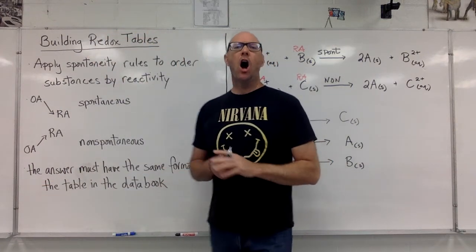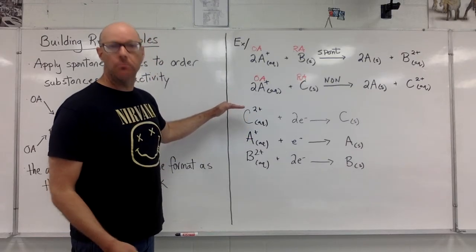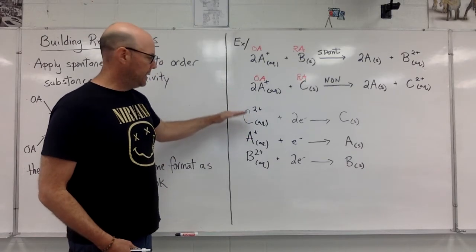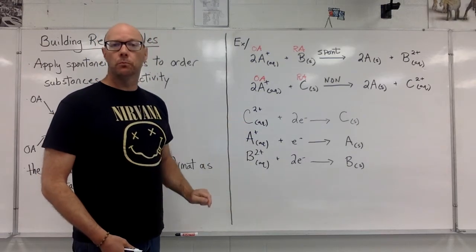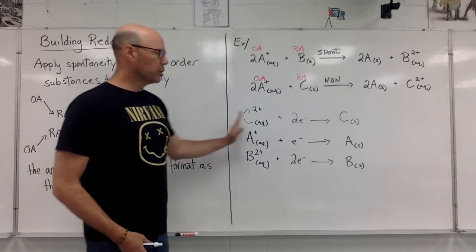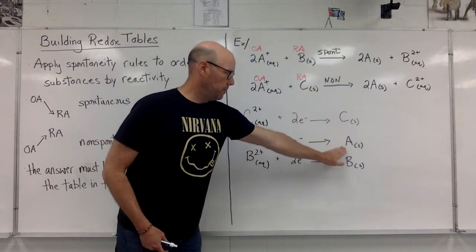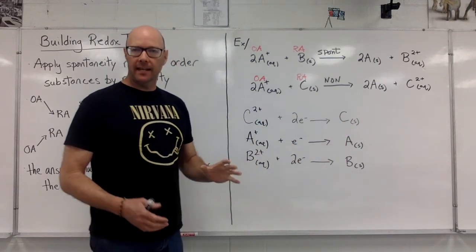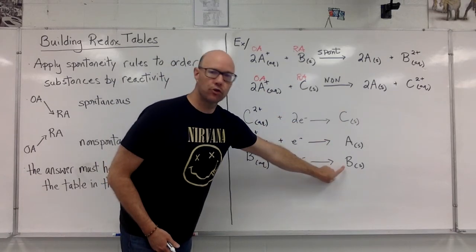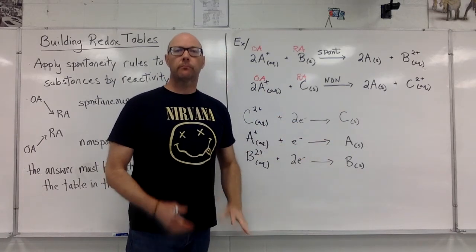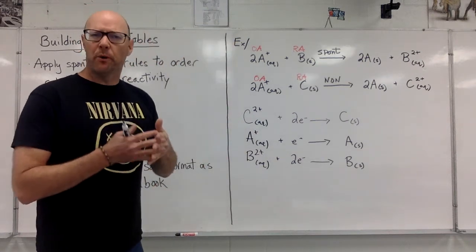I've created a table, a redox table, that follows the same format as what's in the data booklet. Oxidizing agents on the left-hand side, with the strongest oxidizing agent happens to be C2 plus at the top, and they get weaker and weaker as we go down. The weakest oxidizing agent here are these B2 plus ions. They're undergoing reduction, they're all gaining electrons to form metal atoms. And again, they're in order with the weakest reducing agent at the top and the strongest reducing agent at the bottom.